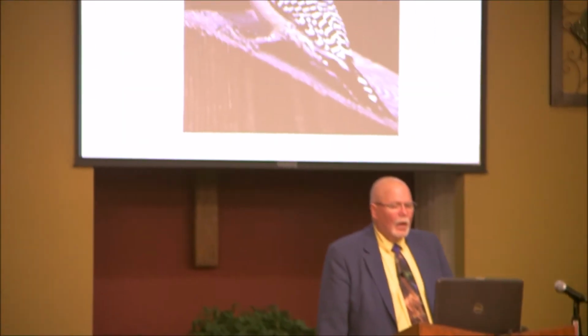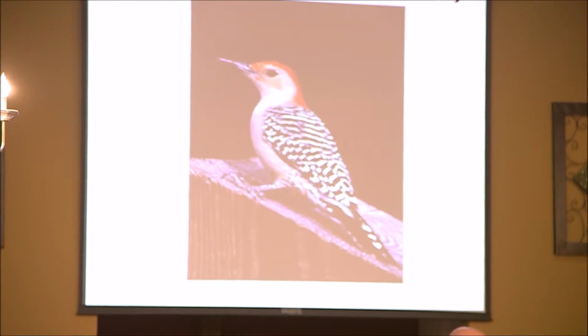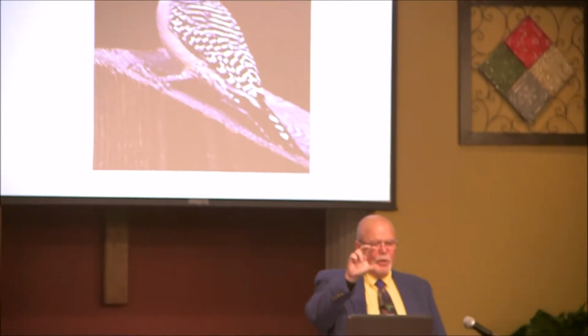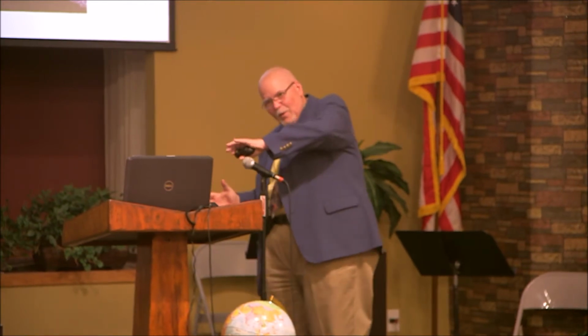He has special feet. Most birds have just three toes, two in the front, one in the back. But a woodpecker has two in the front and two in the back. And that is because he needs those. If he's on the tree sideways, he'd fall off. But he has two and two, and it clamps him on there.